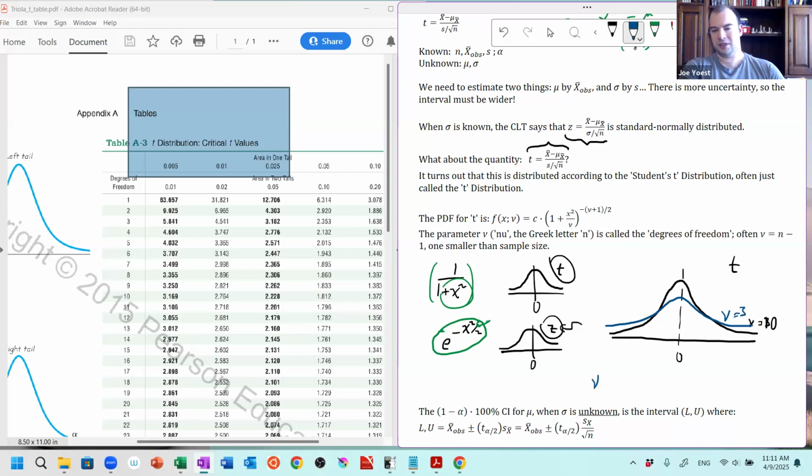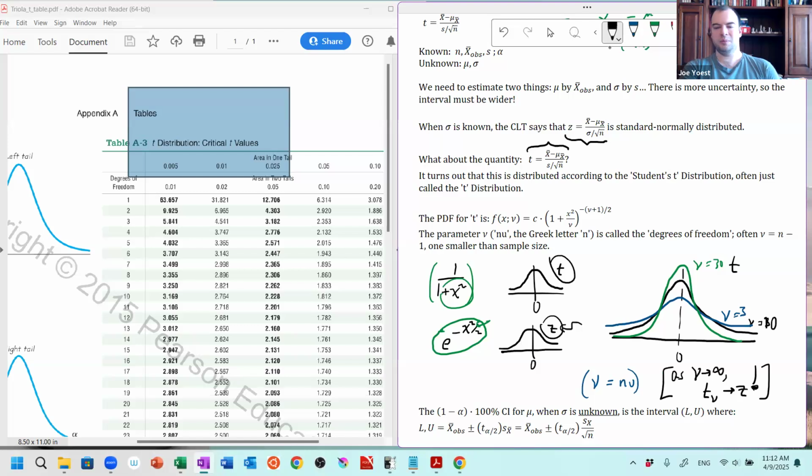This thing that looks a little bit like a V is nu. It's the Greek letter nu, kind of like a curly V. Maybe this is like nu equals 30. One really interesting thing about the t distribution is as nu goes to infinity, the t distribution parameterized by nu goes to z.